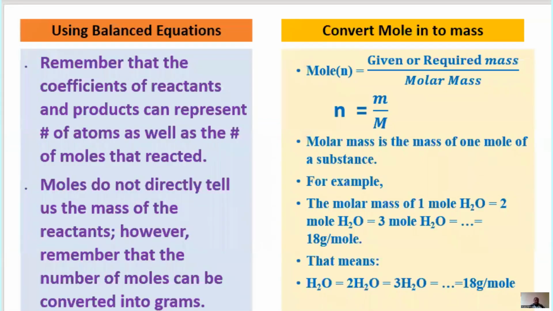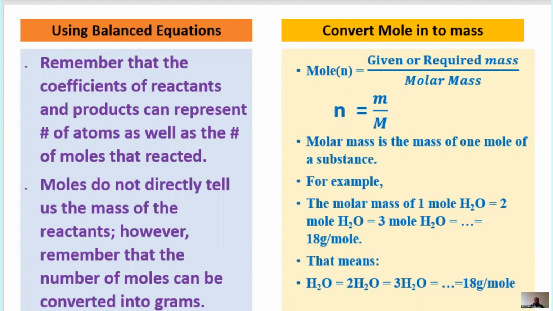We use a balanced chemical equation for stoichiometric calculation. In a balanced chemical equation, there are coefficient numbers. When we balance a chemical equation, we change the coefficients of the reactants and products only. The coefficients of reactants and products can represent the number of atoms as well as the number of moles that reacted in a chemical reaction.